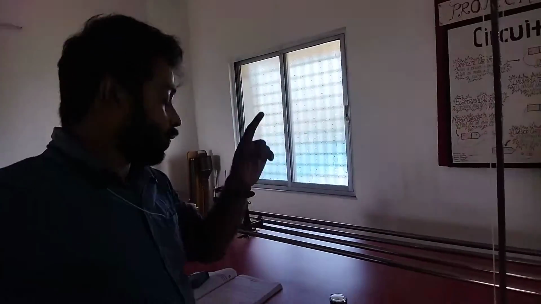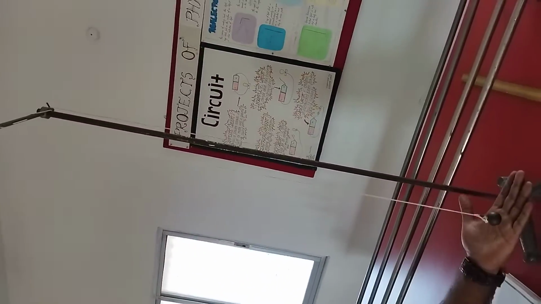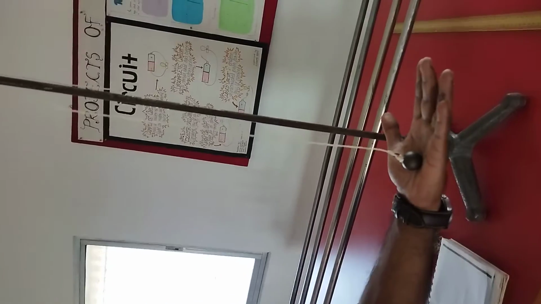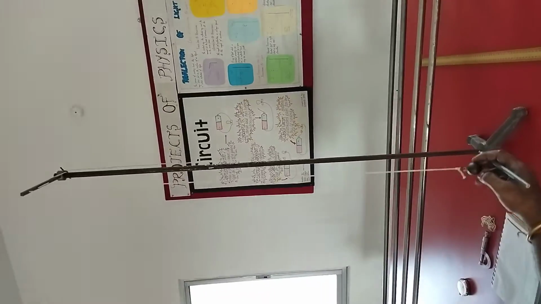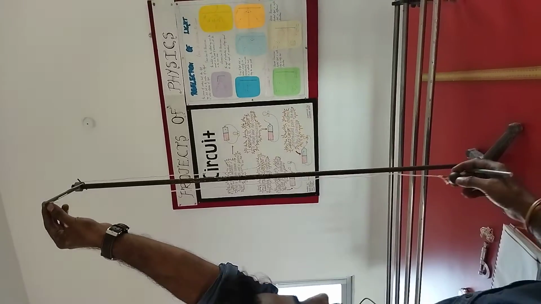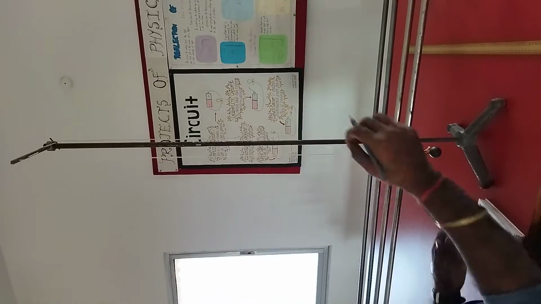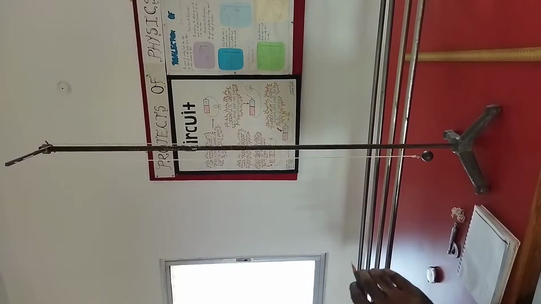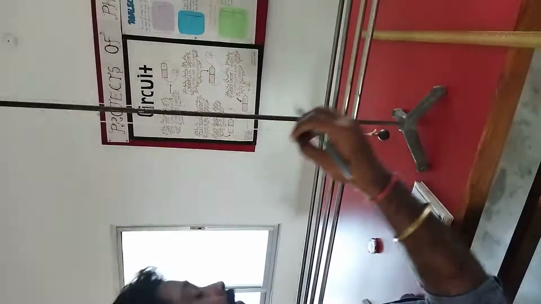Good morning, students. Today we are going to find out the L versus T square graph of this pendulum. You can see that it is a pendulum over here. According to our experiment, we are going to plot the length of this pendulum, the length of this thread, versus the time period square of this pendulum.